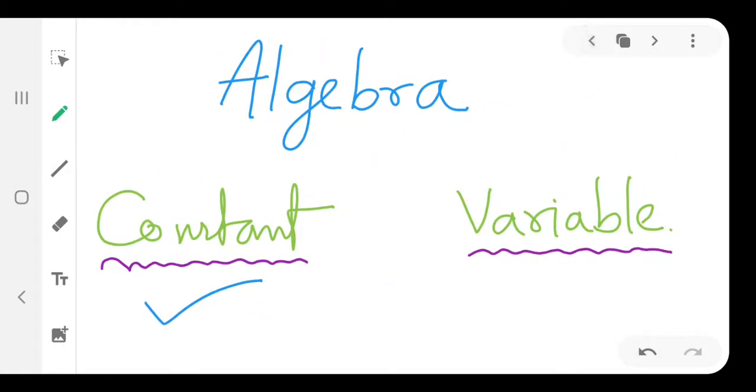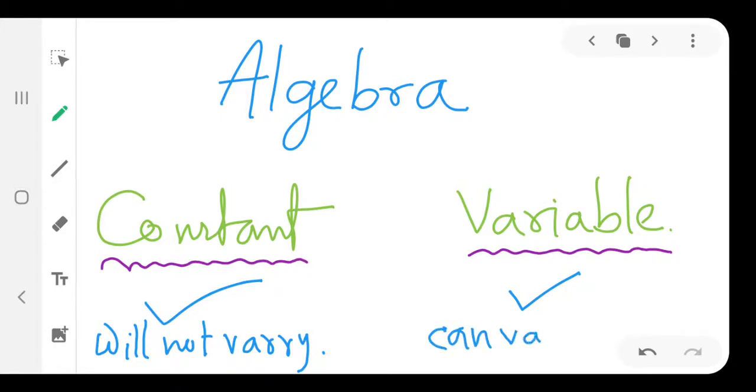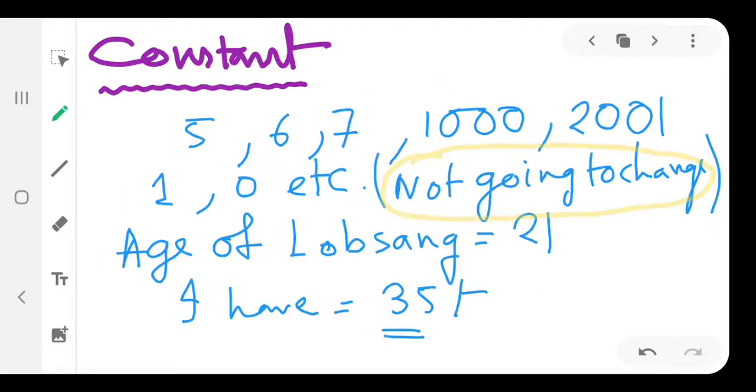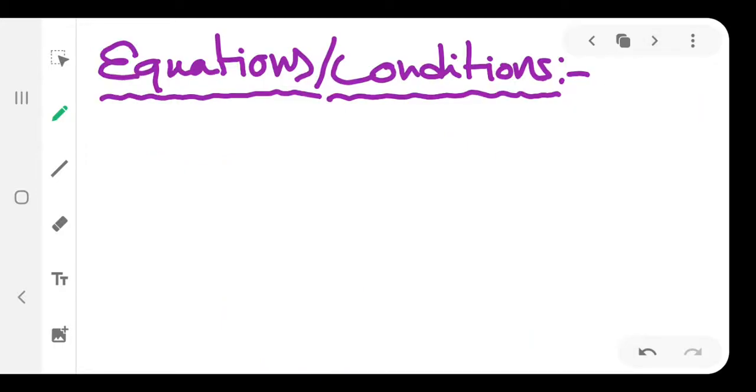So let us go back and click here. Also we will write here, constants will not vary or change, while variables can vary. Okay, so it can change, right? So these are the main things of our algebra. So we are done with it. Let us go to the next thing.